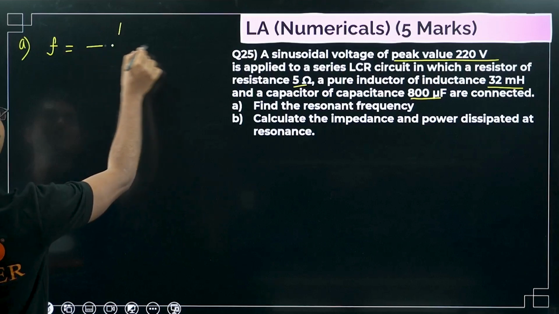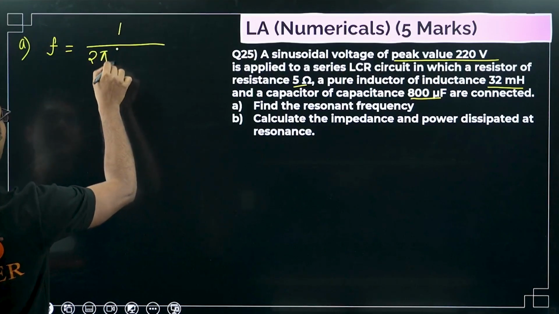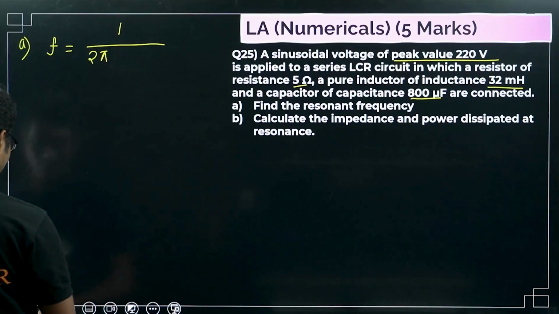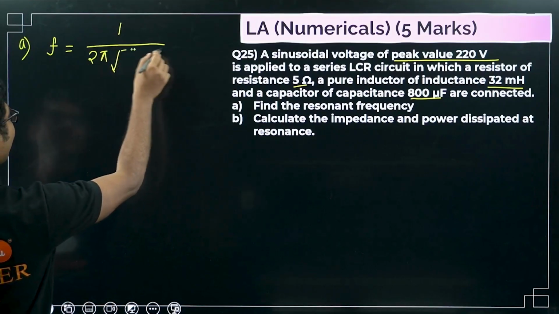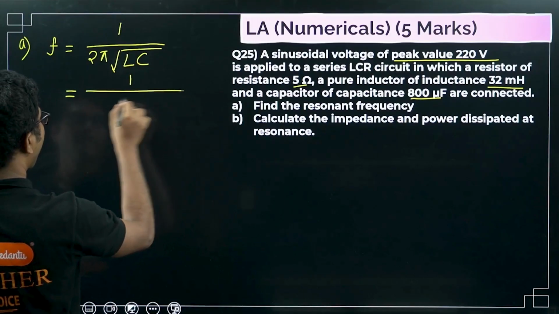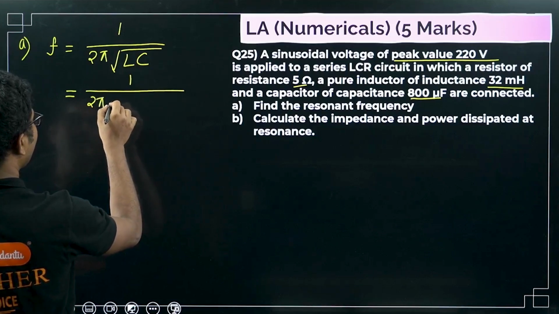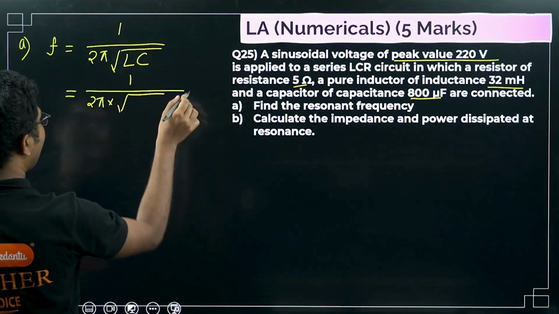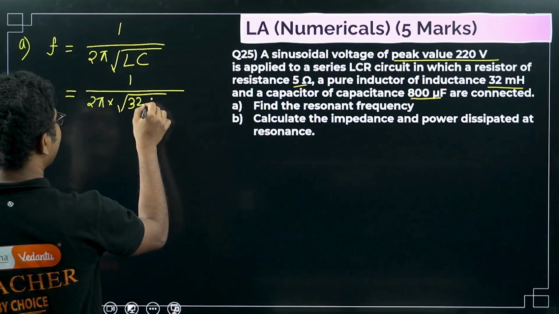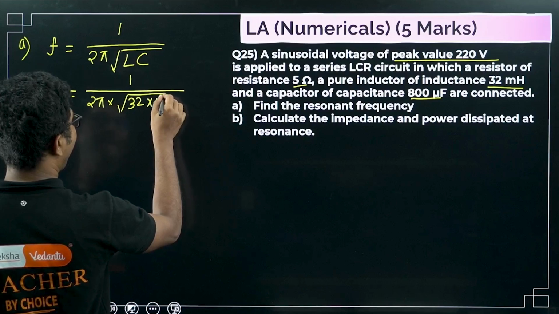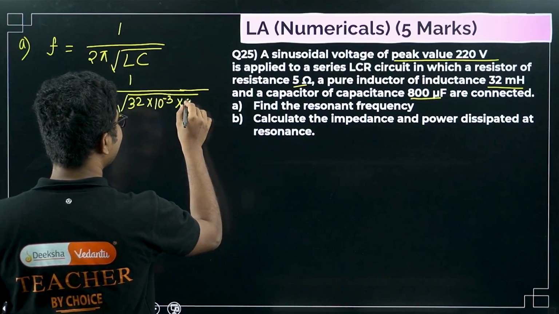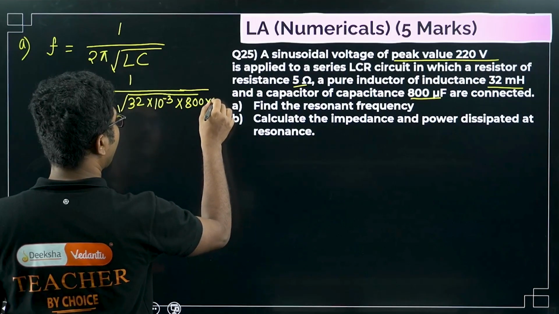So what is the resonant frequency? Resonant frequency f is 1 by 2 pi square root of LC, right? Let's insert the values. 2 pi square root of L is 32 millihenry and capacitance is 800 microfarad.